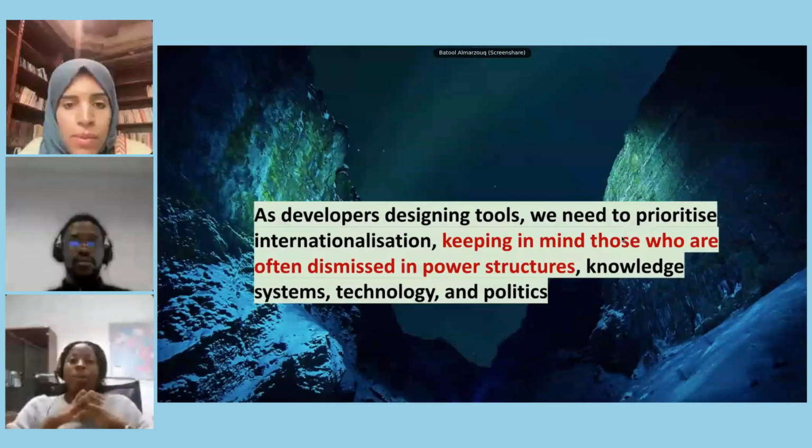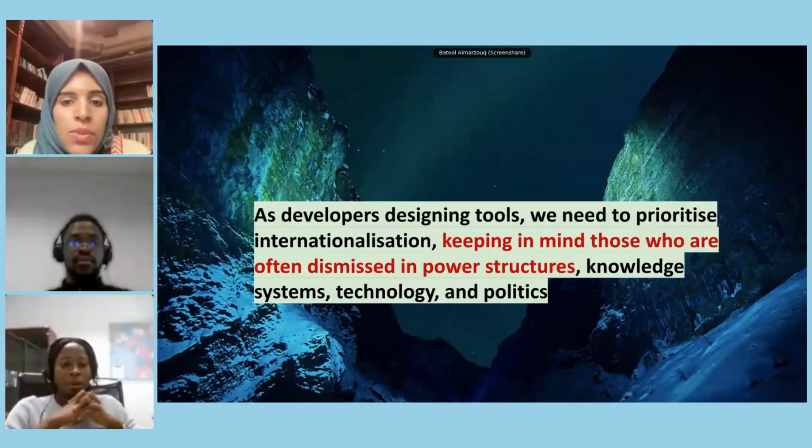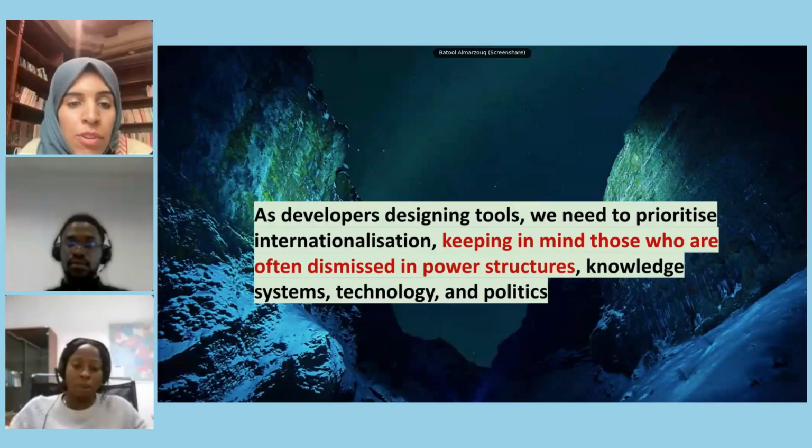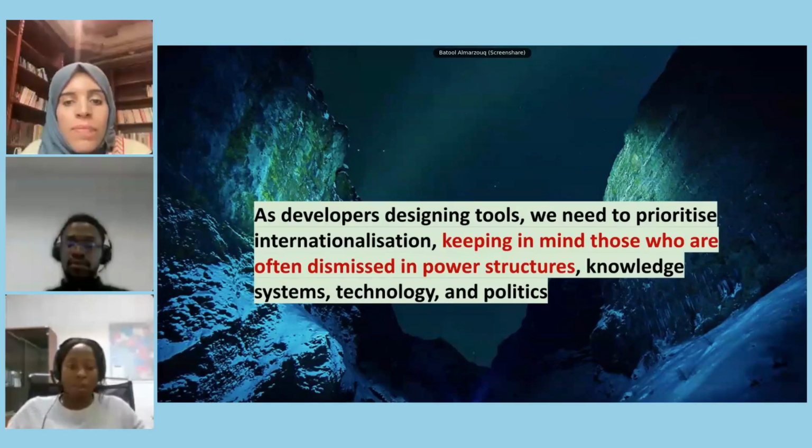As developers designing tools, we need to prioritize and think really carefully about internationalization, keeping in mind those who are often dismissed in that power structure, in the knowledge system, in the technology and politics. And I think this is where funding should go. This is where true EDI should be, outside that sort of performative gesture that fills the tech world.